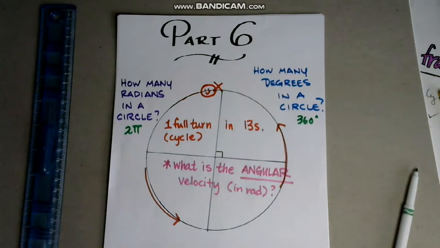My hint to you is that you do not need to know the radius in order to find the angular velocity in radians. You do not need to know that. Okay, go ahead. At this point, answer the question.